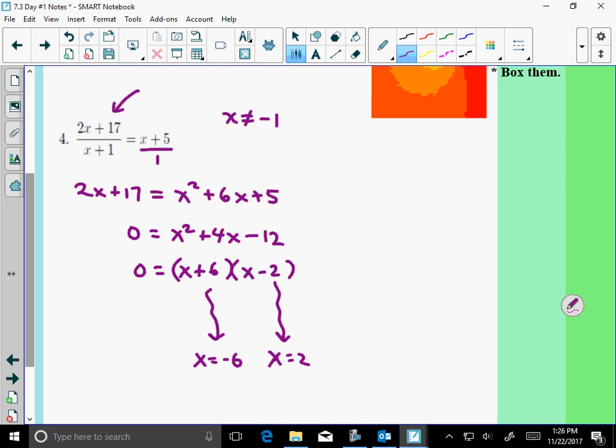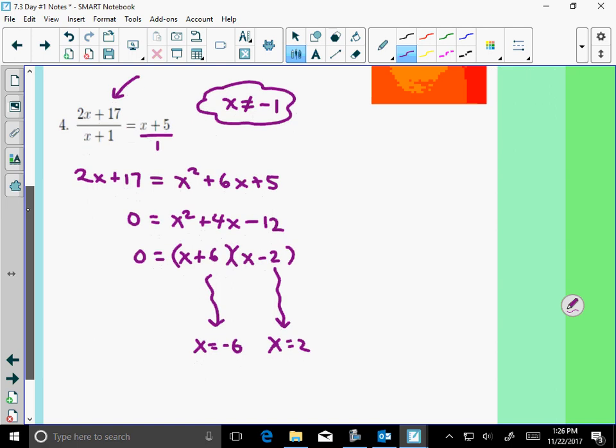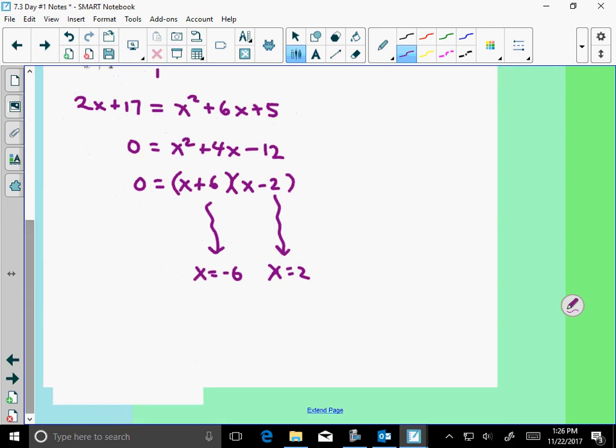So within 2 minutes, I forgot for a moment that x can't equal -1. So I'm going to go back and check to see. Oh, good. Neither of those is -1, so I'm solid. Those both work. They're not part of the restrictions on that formula or that function. How's that feel?